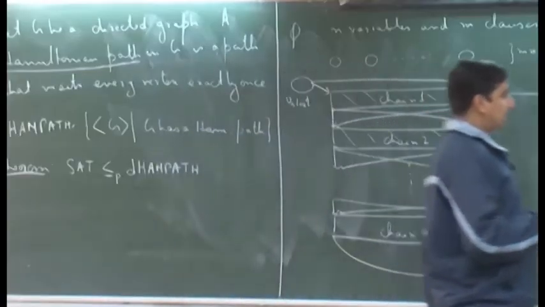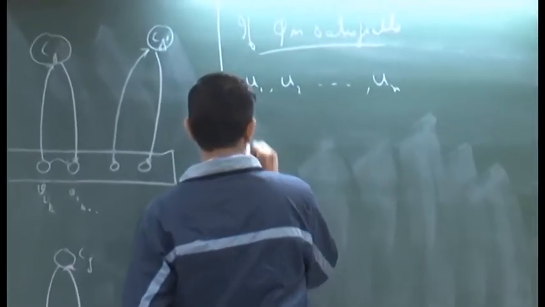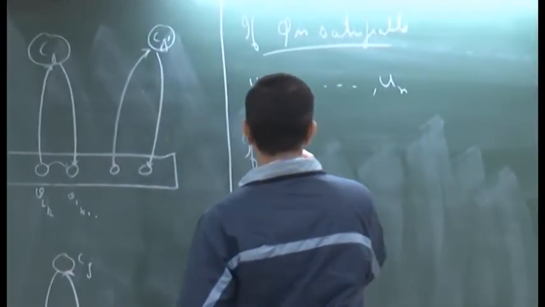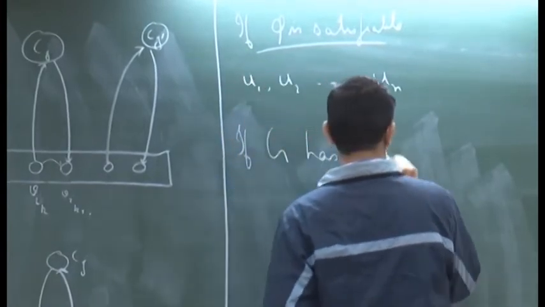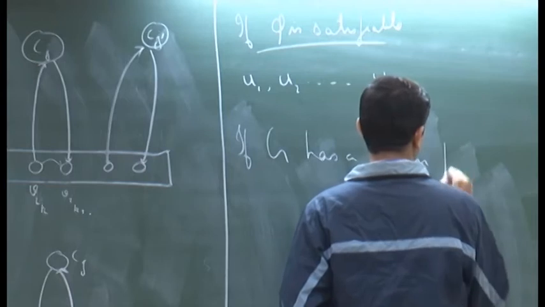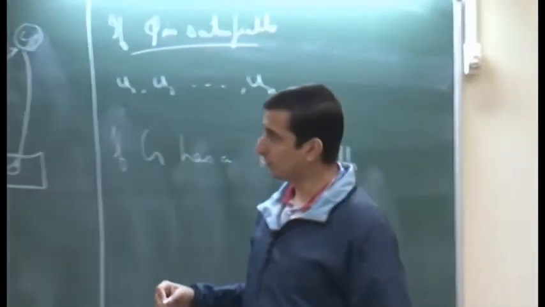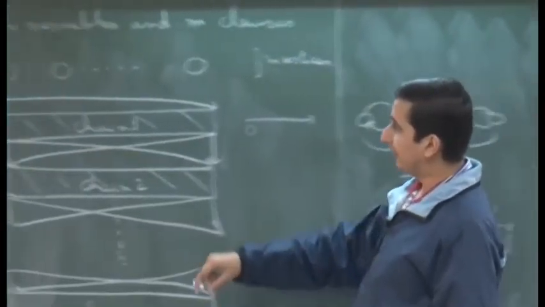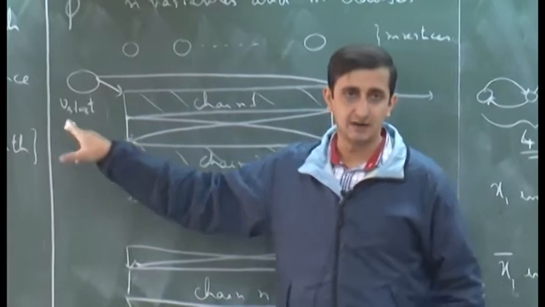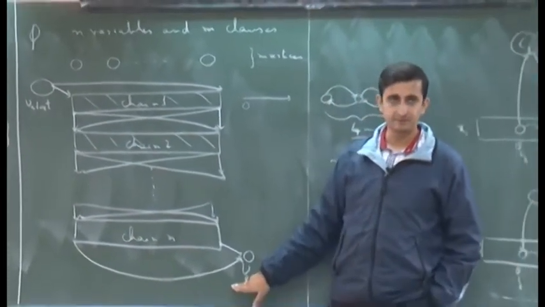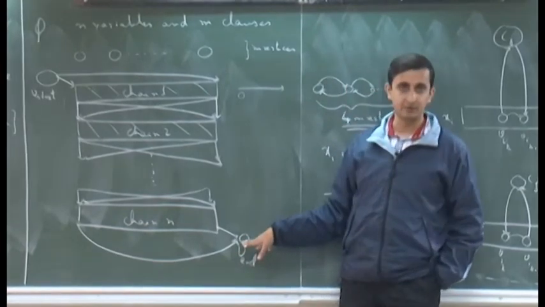And now, the converse is also not difficult to show. So, if this G has a Hamiltonian path, what you need to observe is that any Hamiltonian path in G must start at V start and end at V end, because V start has in degree 0 and V end has out degree 0.